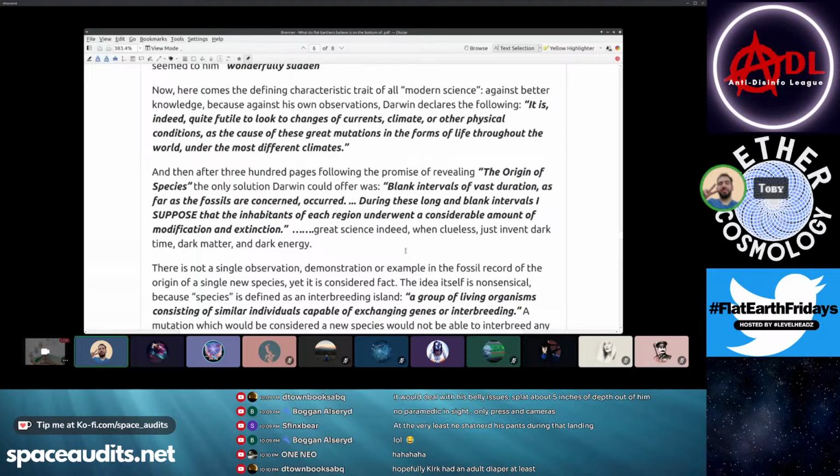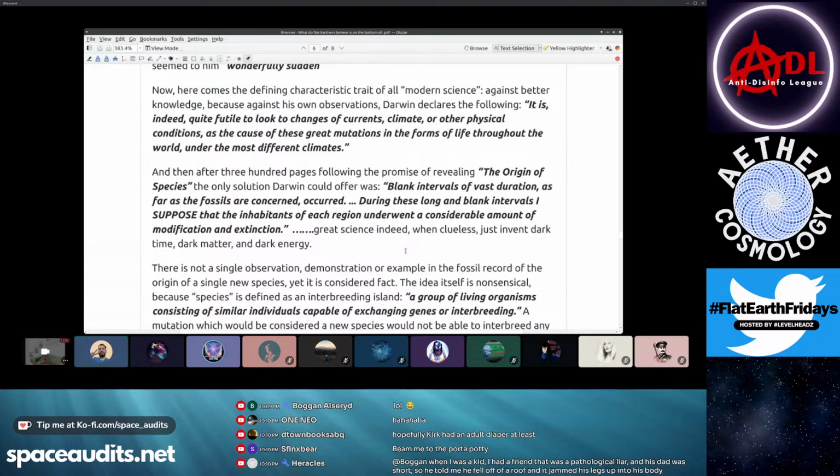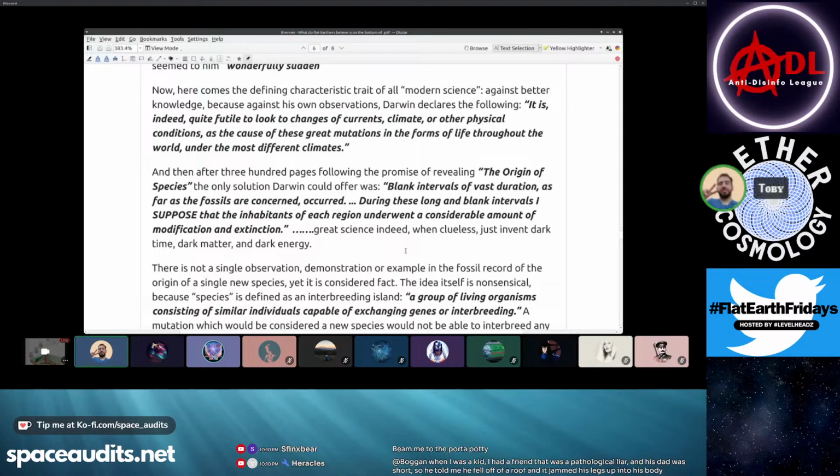Against better knowledge, because against his own observations, Darwin declares the following: "It is indeed quite futile to look to changes of currents, climate, or other physical conditions as the cause of these great mutations in the forms of life throughout the world under the most different climates." And then, after 300 pages following the promise of revealing the origin of species, the only solution Darwin could offer was: "Blank intervals of vast duration, as far as the fossils are concerned, occurred. During these long and blank intervals, I suppose that the inhabitants of each region underwent a considerable amount of modification and extinction." Great science indeed.